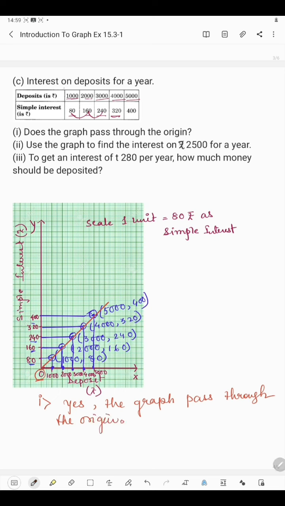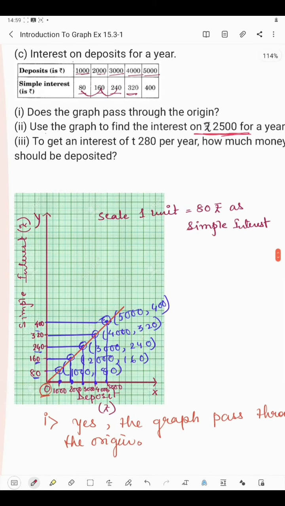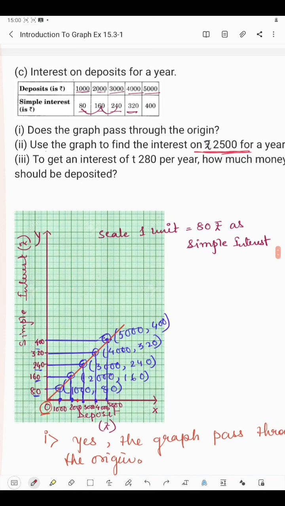Now in the second part we have to use the graph to find the interest on rupees 2500 for a year. So this is the money deposited by you, suppose 2500. Now where is 2500 in the graph? See, here is 2000 and here is 3000. So exactly in between 2000 and 3000 is 2500. Now from here we will go upwards. Okay, now here the two lines meet.